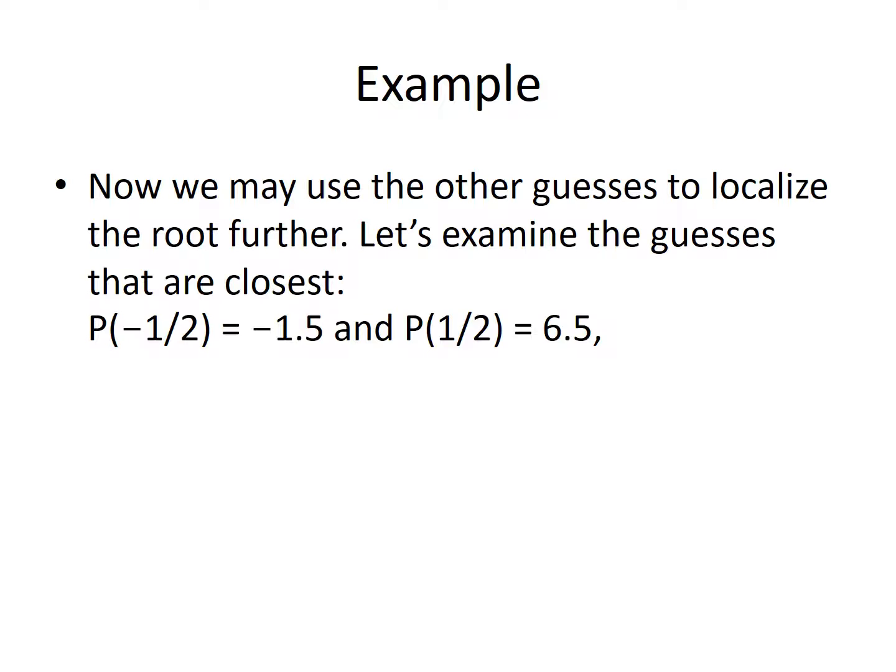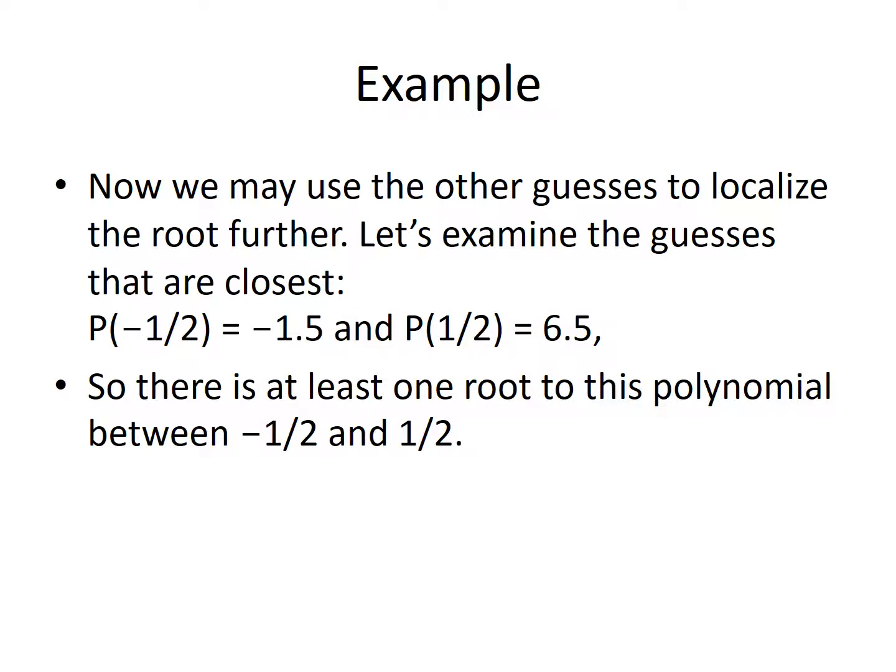Now we may use the other guesses to help localize roots further. So let's examine the guesses that are closest. The polynomial evaluated at negative 1/2 gives a negative 1.5. The polynomial evaluated at positive 1/2 gives positive 6.5. Because there's a sign change in the output, there has to be at least one root to the polynomial between negative 1/2 and positive 1/2.